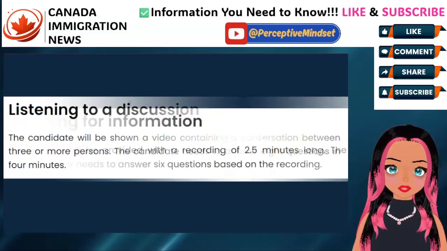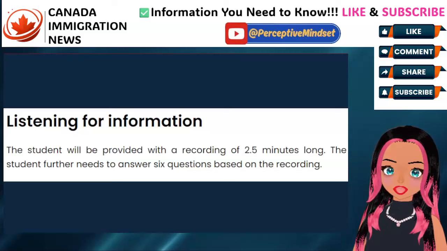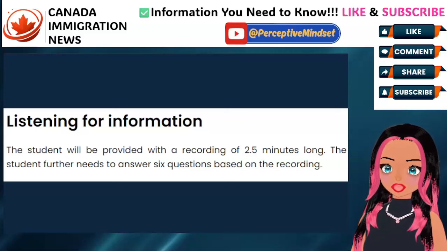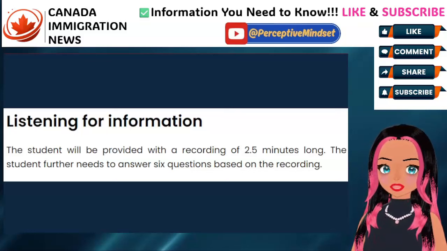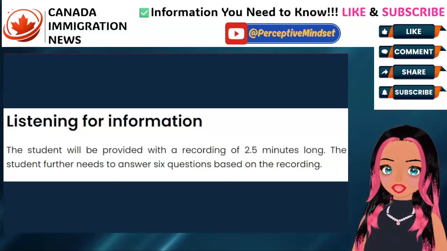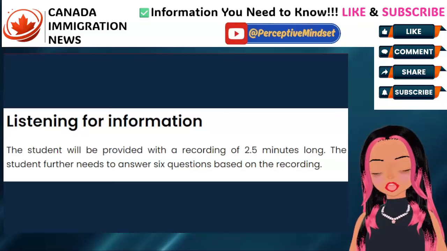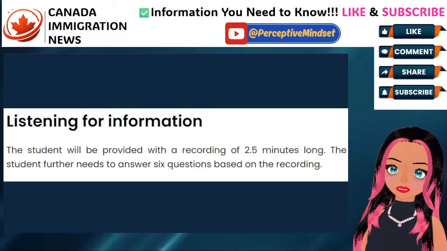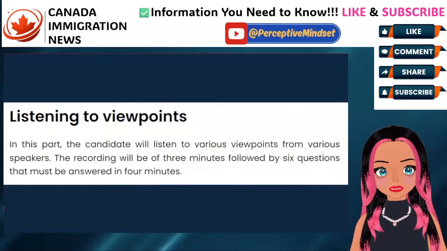Next up, we have listening for information. The student will be provided with a recording of 2.5 minutes long, and you need to answer questions based on the recording. That is it. Again, it's all about taking notes, copious notes, reliable notes, notes that you can use to help you to answer the questions when it is required for you to do so.